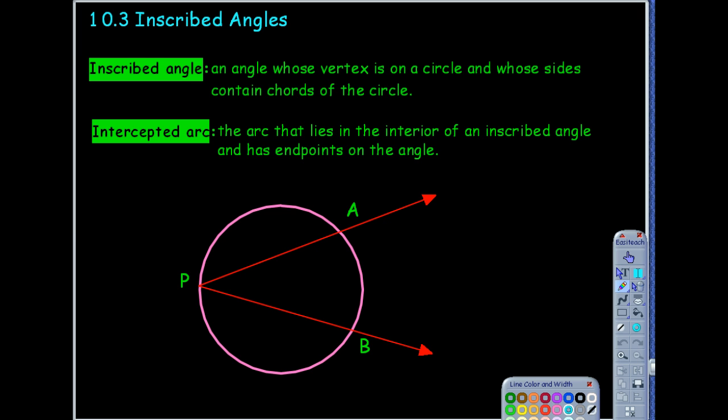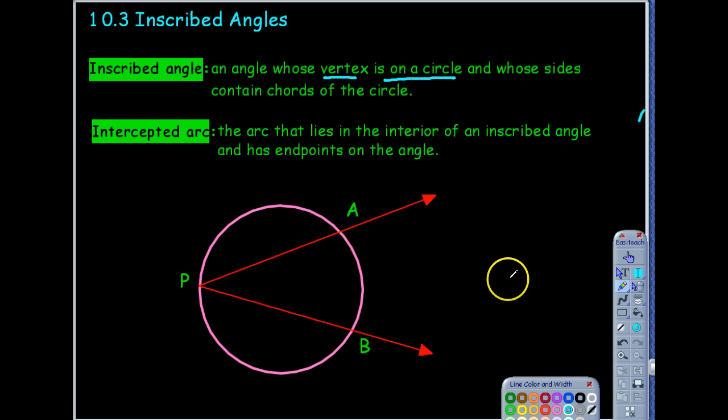Now, so far we've talked about one type of angle involving a circle. What was that called? The central angle. Inscribed angle is a little different. An inscribed angle is an angle whose vertex is on the circle. So first of all, that has to be true.